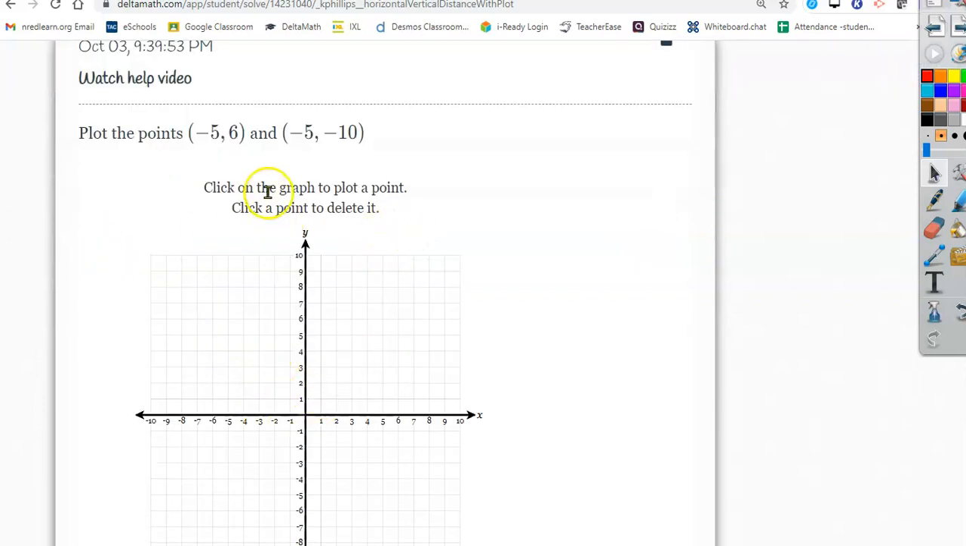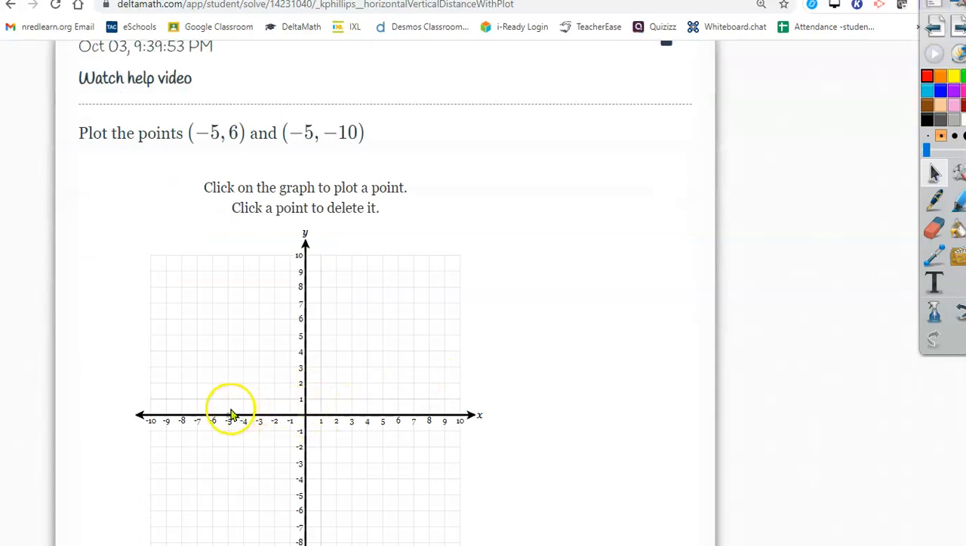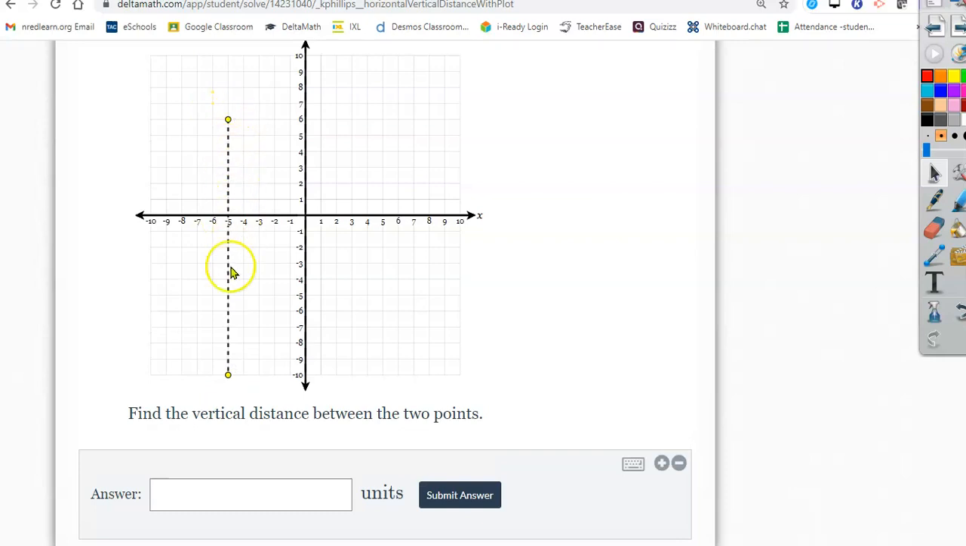We'll do the same here. Plot the point by clicking once, -5, 6. Plot the point by clicking again, -5, -10. And then count along these grid lines.